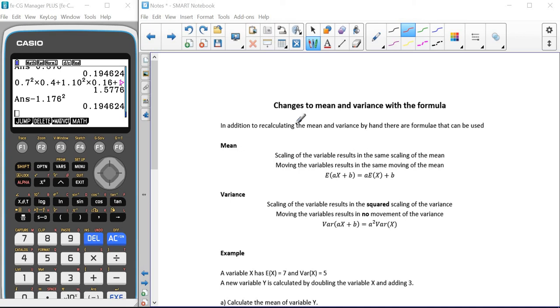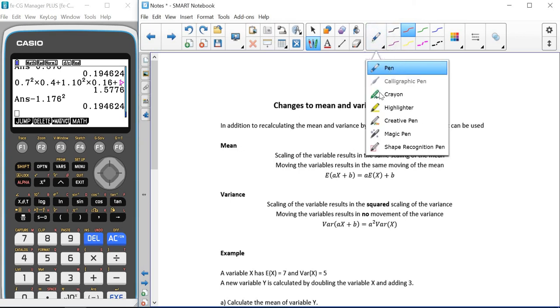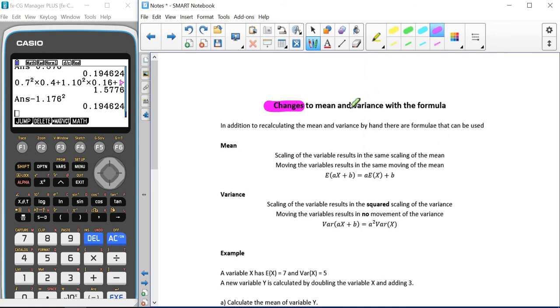So now we're going to have a look at changing the mean and variance, but we're going to have a look at the formulas that go along with this. As we talked about before, when we multiply the mean by a value, the mean gets multiplied by the same value. When we add on a value, we add on the value to the mean, and that gives us this formula here.